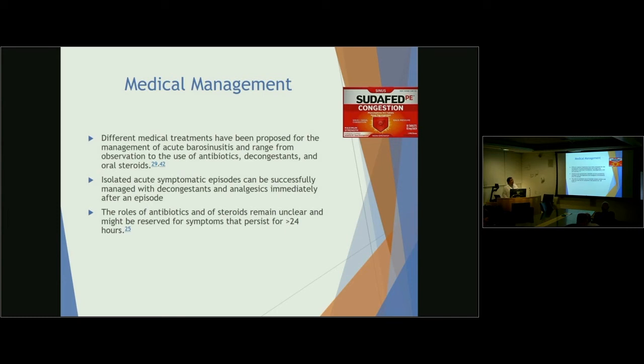The role of antibiotics and steroids remains unclear. One paper said you may consider reserving those for symptoms that persist more than 24 hours, but that was just one paper. The rest of the literature did not agree with that paper.